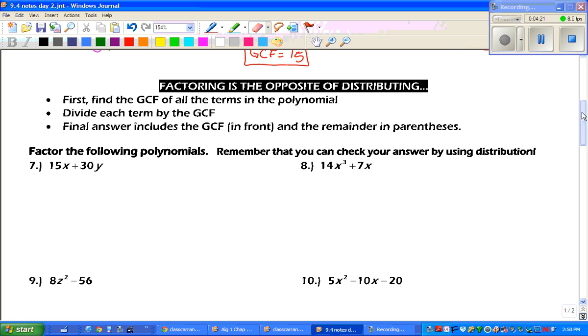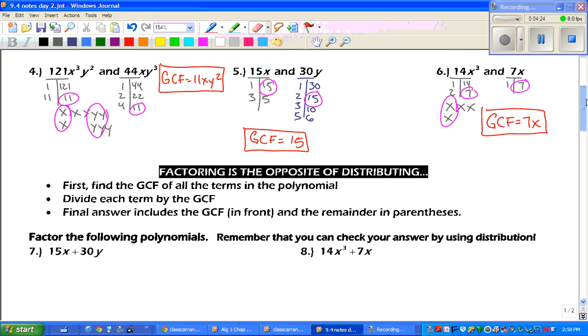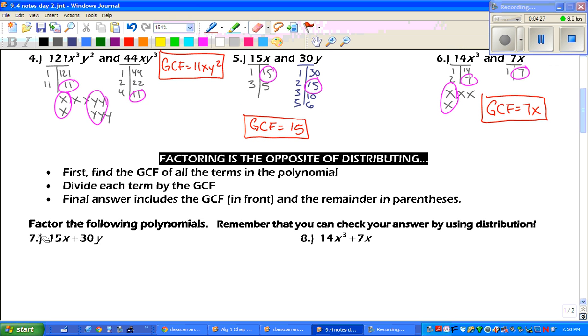Now, for 7 and 8, just to get the hang of it, we've already kind of done the work, okay? Number 7 is the same as 5. And we already know that the GCF is 15. So we already found the GCF. And let's see, I have 2 terms here, so this is a binomial. If it's a binomial, I need to make sure that I divide both items. Okay, so both of those terms I'm going to divide by 15.